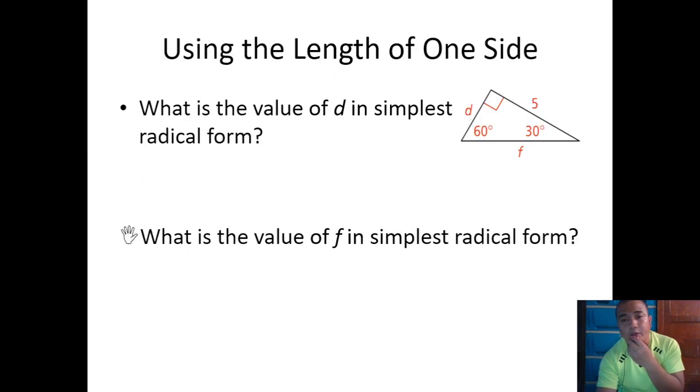Now, using the length of one side, what is the value of b in the simplest radical form here? 5 square root of 3 over 3. What is the value of f in simplest radical form? So, if d is 5 square root of 3 over 3, you multiply it by 2, 10 square root of 3 over 3.